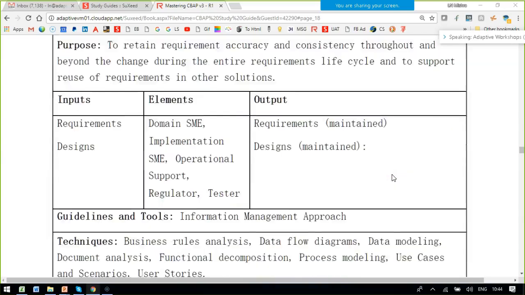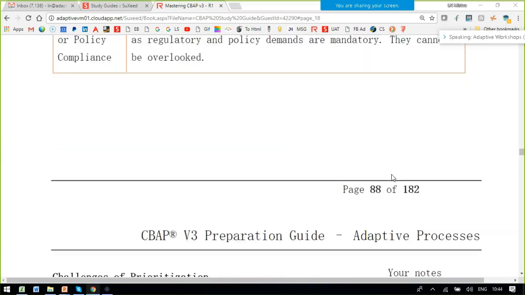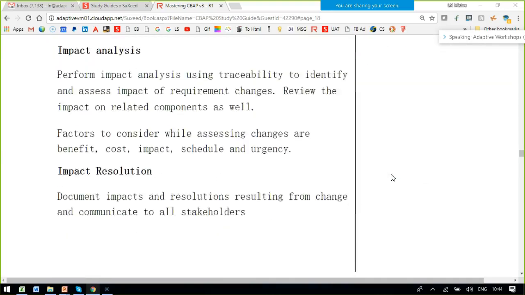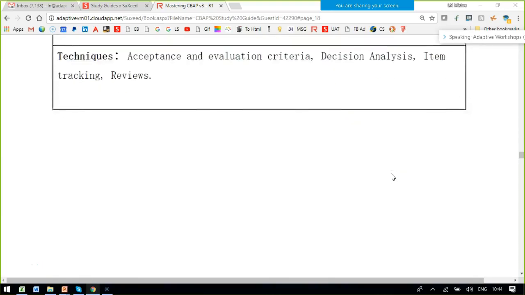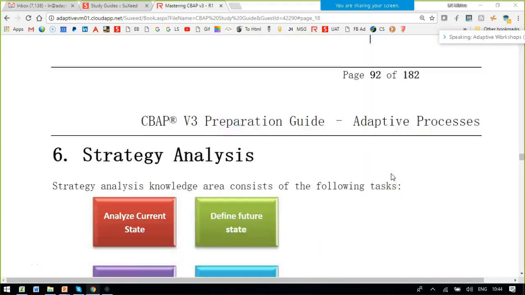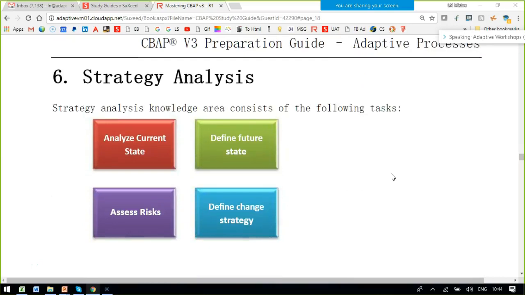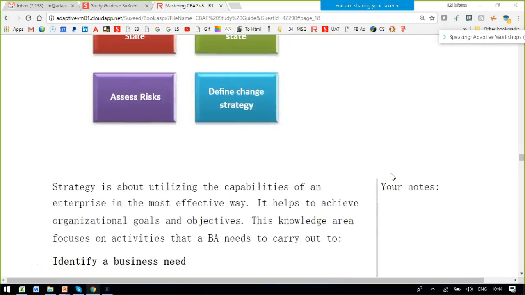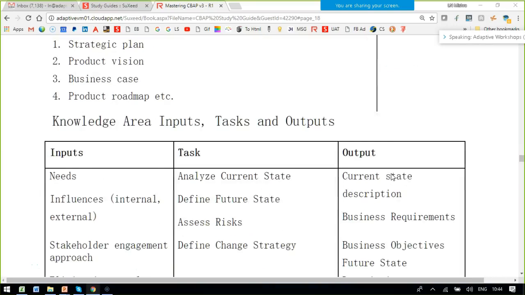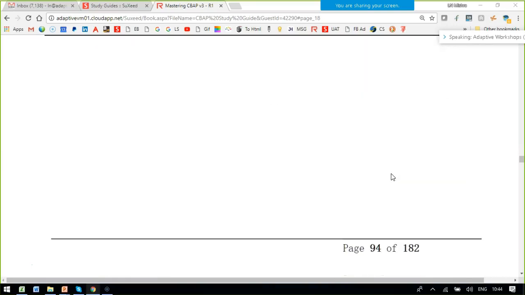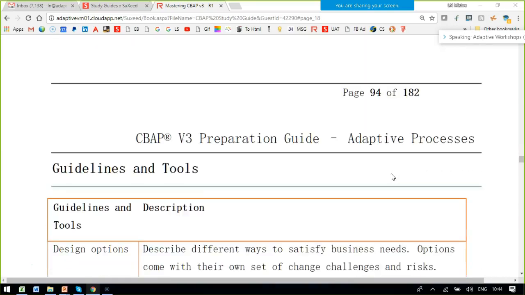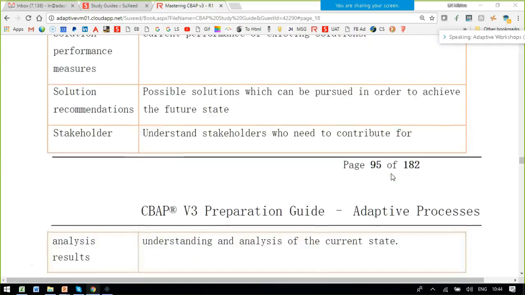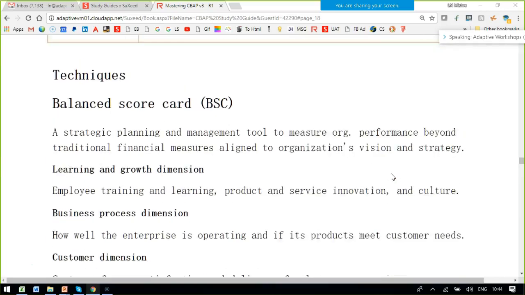Okay, so these are all fine. This I trust Laura or somebody would have covered for you, the theory part. And then I go to strategy analysis. In strategy analysis, there are actually many techniques which are very important for CBAP. So let me explain some of those techniques.